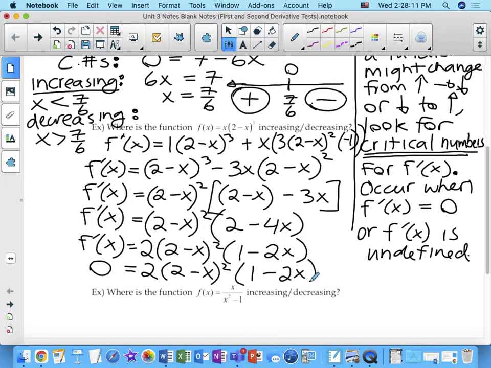Okay, and from this factor, or there's 2 of them, but it's the same factor twice, the 2 minus x squared, I get x equals 2. And from this factor of 1 minus 2x, I get that x equals 1/2. So those are my 2 critical numbers. Okay?